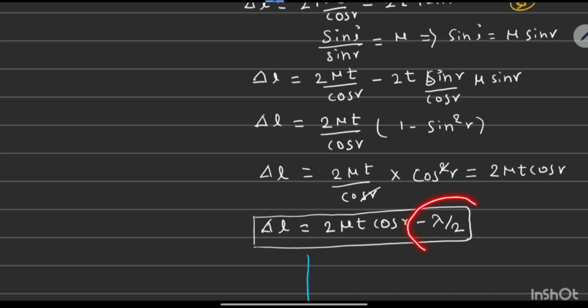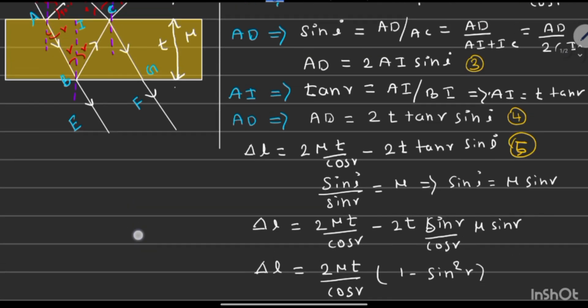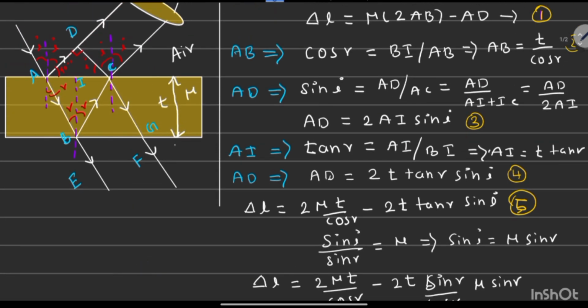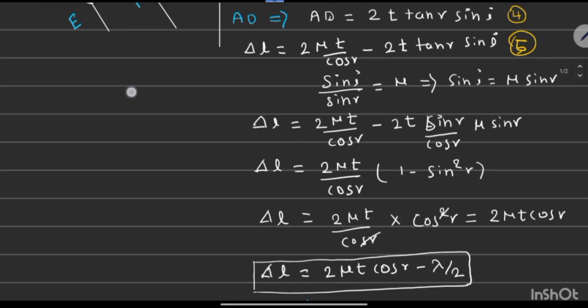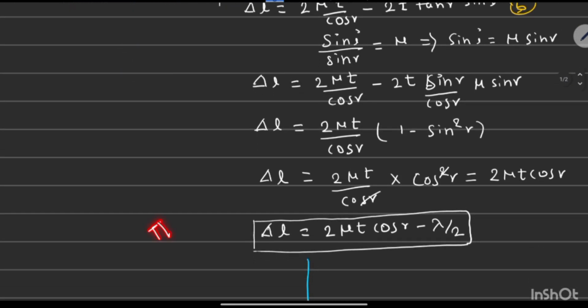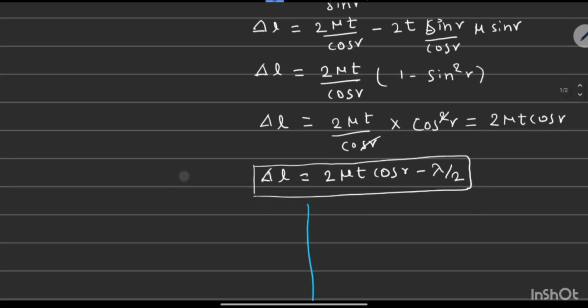Here I have subtracted an extra factor from delta L. Since the first ray, ray 1, is getting reflected from the denser medium, there will be a phase change of pi, which corresponds to a path difference of lambda by 2. That's why this lambda by 2 is subtracted from the actual path length. So we get delta L is equal to 2 mu t cos r minus lambda by 2. Now this is the path length difference between the two rays that are going to point P, on the screen. Now what is the condition for maxima?